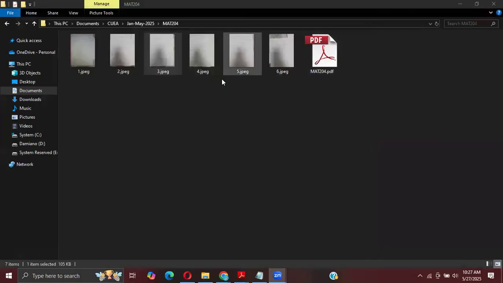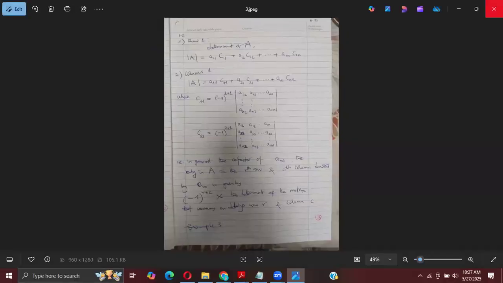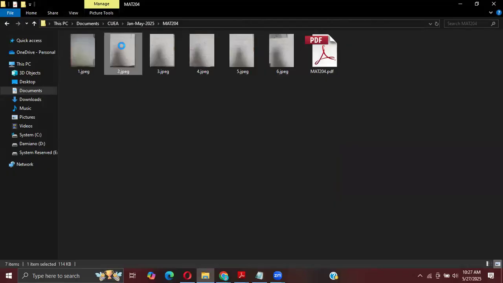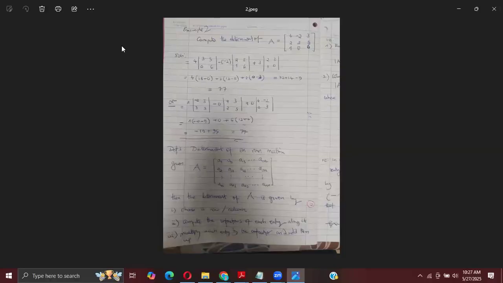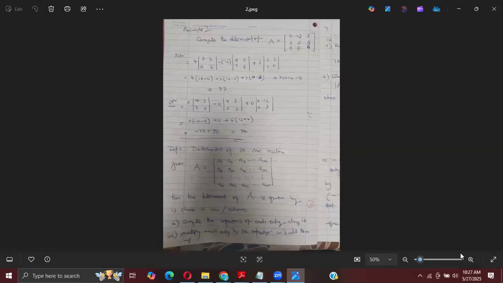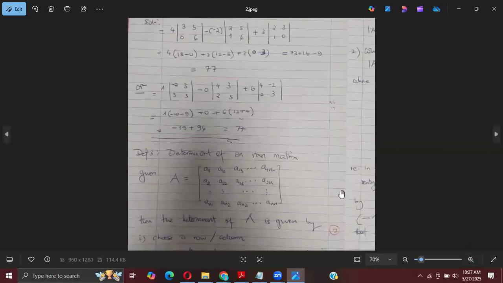Allow me to go back to the matrix. So the matrix was, so this is page, or which one now? Sorry, page 2. So this one. Remember our matrix is this one. Let me just zoom in for you to see it properly. So this is our matrix.